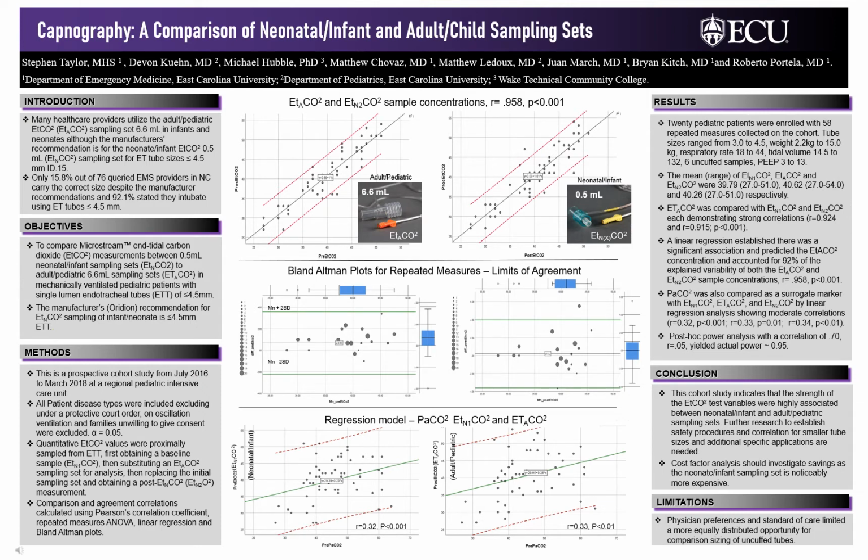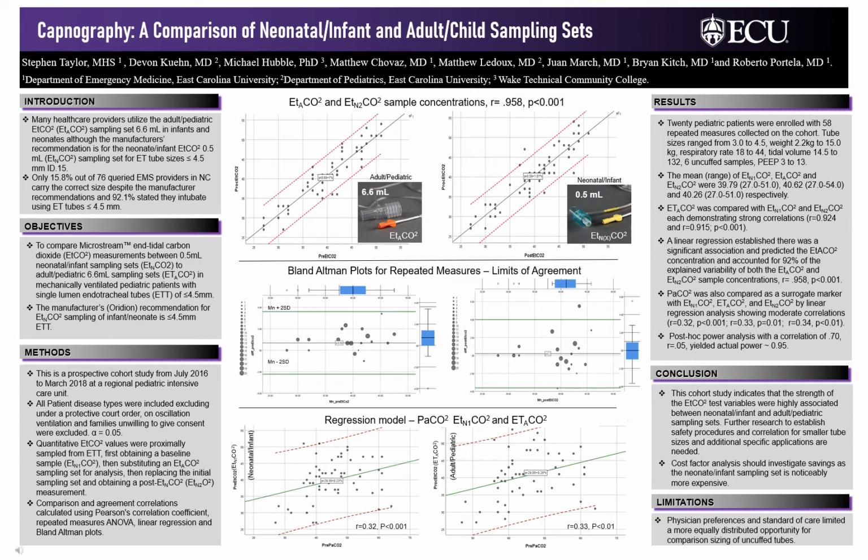Capnography, a comparison of neonatal infant and adult child sampling sets. First, a little background information on why we did the study. We queried the agencies in North Carolina, 100, and responses of 76 of them revealed only about 16% utilized the recommended neonate and infant sampling set for endotracheal tube samples of 4.5 or less.